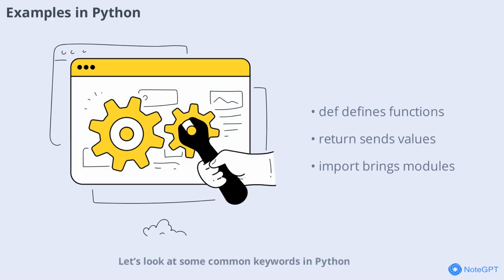Let's look at some common keywords in Python. Words like def are used to define functions, return sends a value back from a function, and import brings in external modules. Each keyword has a specific purpose and cannot be replaced with another word. For example, using define instead of def will result in a syntax error. This strictness ensures that the code is clear and unambiguous, making it easier for both humans and computers to read and understand.